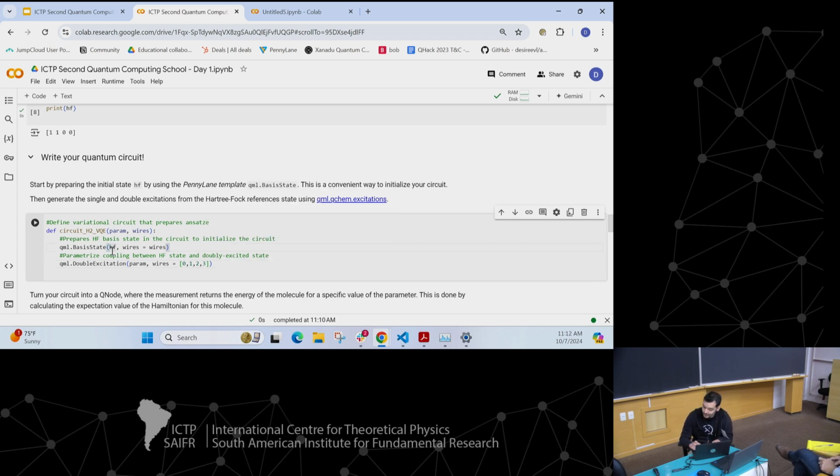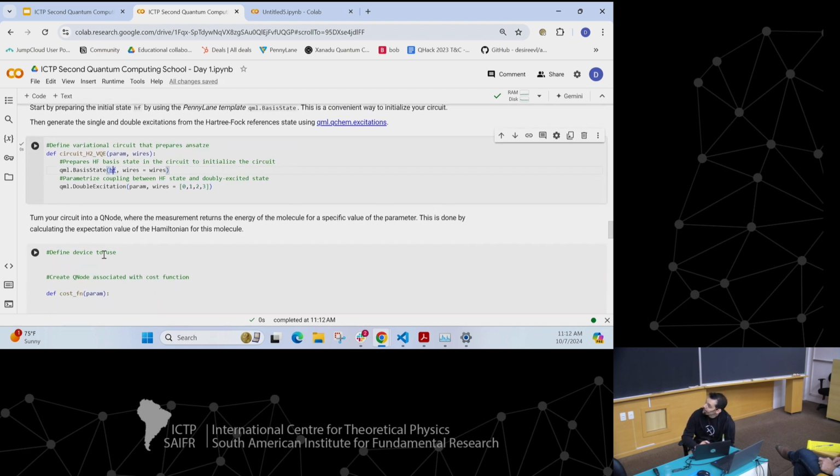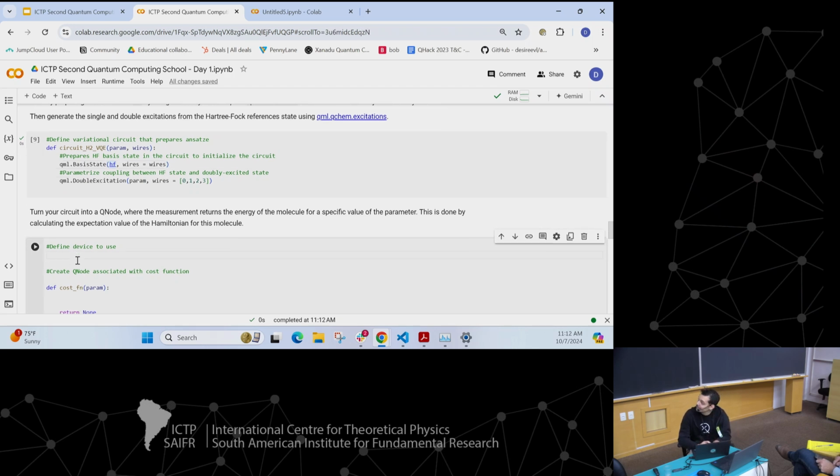Okay, so we've defined our quantum circuit. Now we're ready to perform the actual quantum computation. So we're going to define the device we want to run this in.